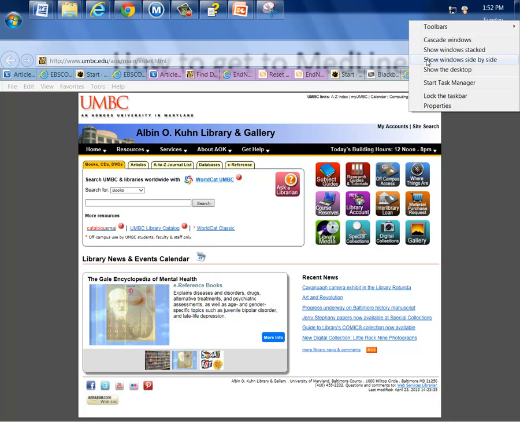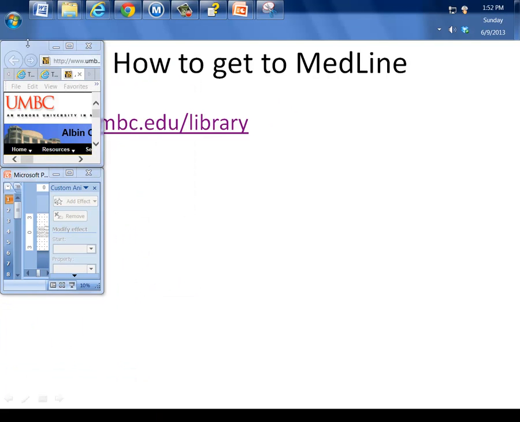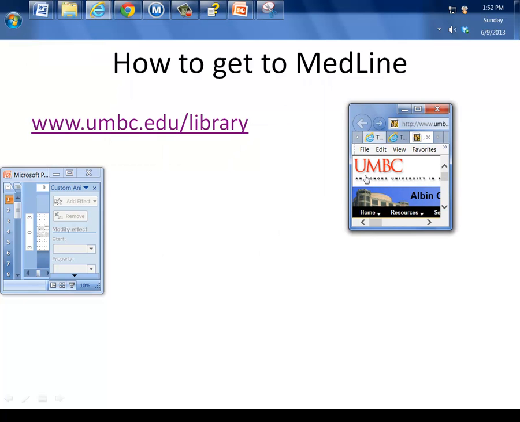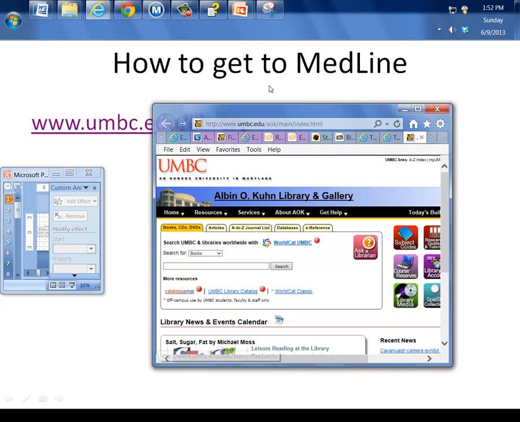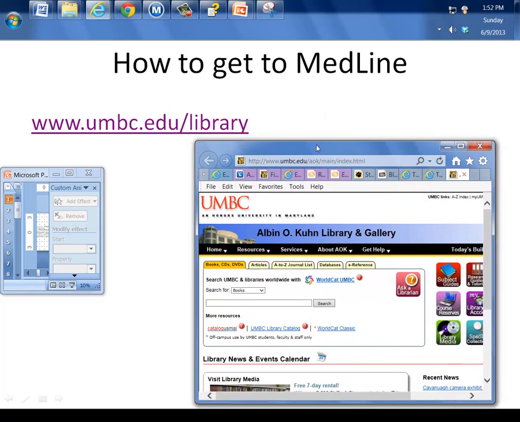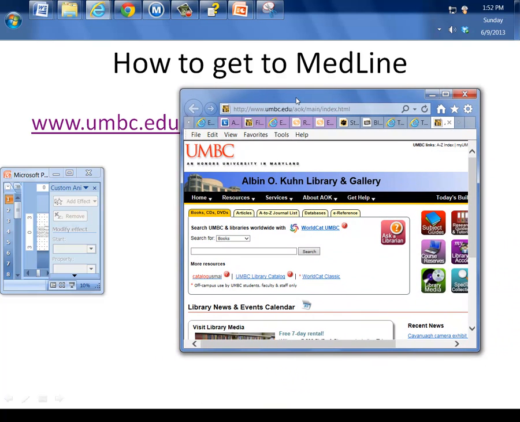Let's just do it. Okay, I've got some different things going on here. All right, so here's the browser screen. For my purposes, I want to look at vitamin E and its effect on prostate cancer, so I can see what's going on with that.